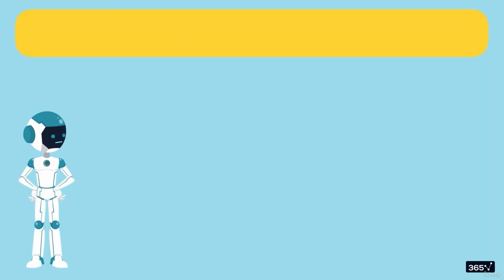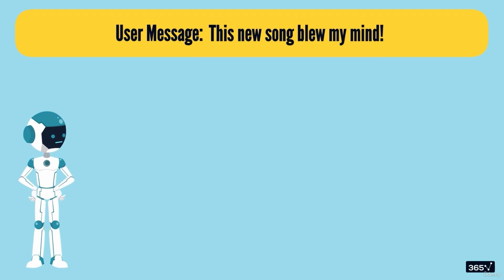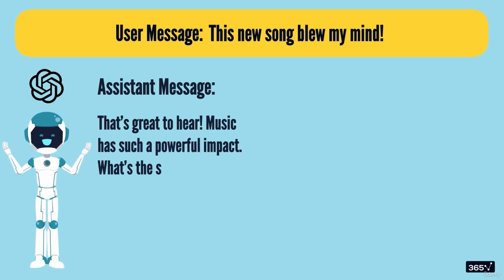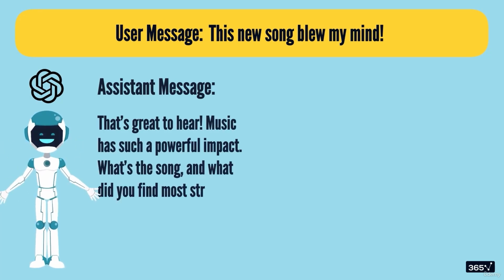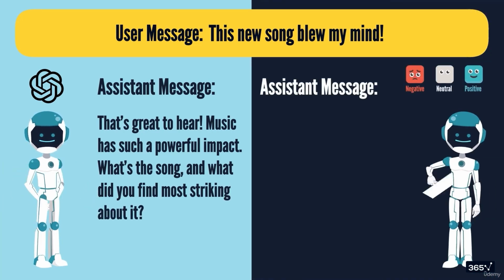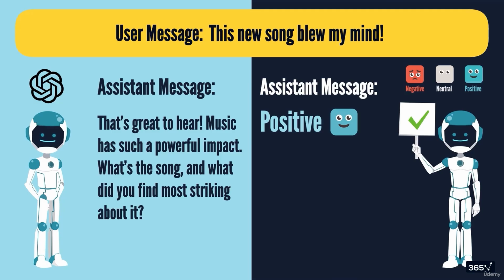Imagine we now passed the following user message. "This new song blew my mind." Had we not provided the system message or these couple of examples, the response to that message would likely have been something as follows. "That's great to hear. Music has such a powerful impact. What's the song, and what did you find most striking about it?" But we would expect our instructed chatbot to respond with positive.